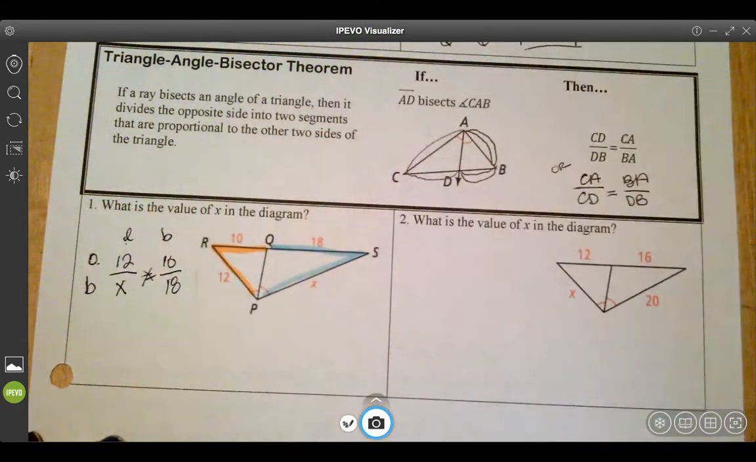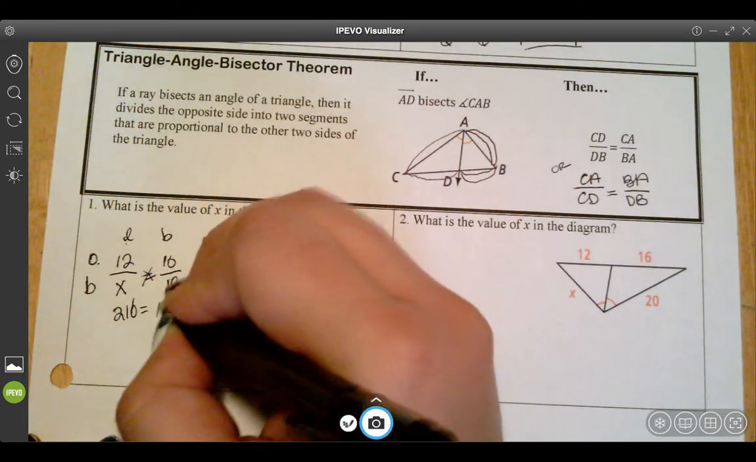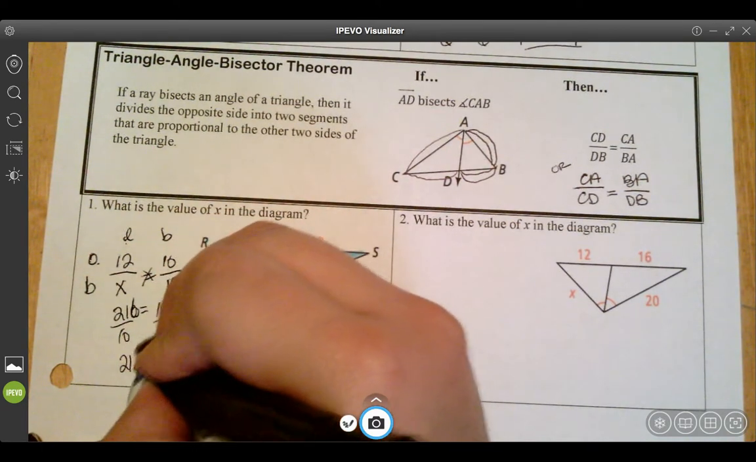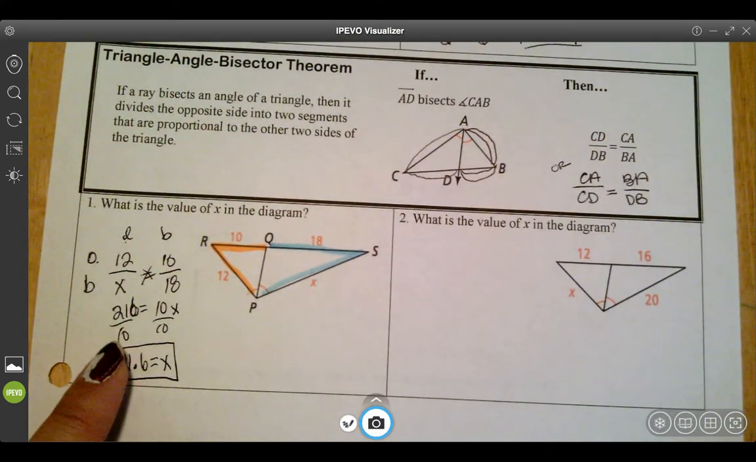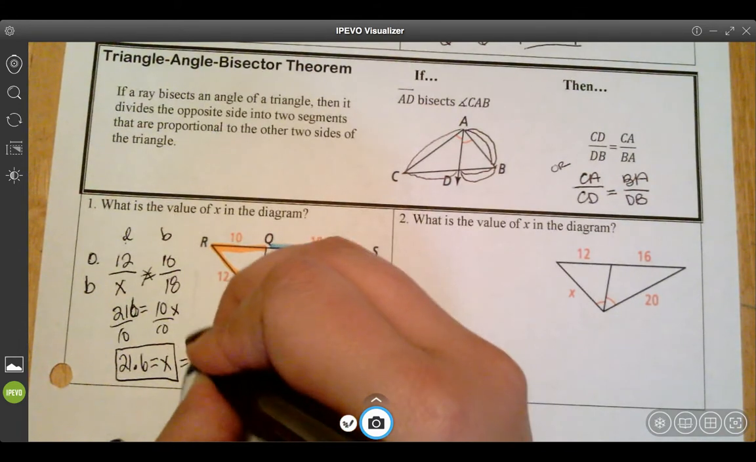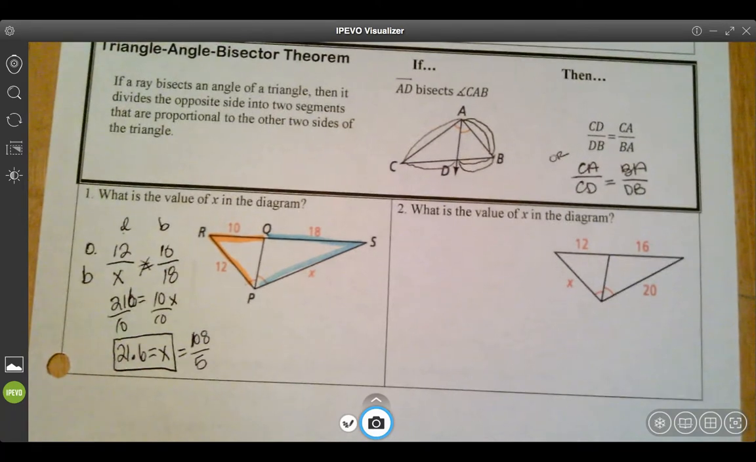Cross multiply. 12 times 18 is 216 equals 10x. Divide by 10, 21.6 equals x. Now, we can leave that as a fraction. You could also leave it as a reduced fraction, 108 over 5, if it's asked to leave it as a fraction. The reason it's okay to put this as a decimal is because it ends. So this is not an approximation, this is an exact value. I didn't have to round, I didn't have to leave off any decimal points at the end.